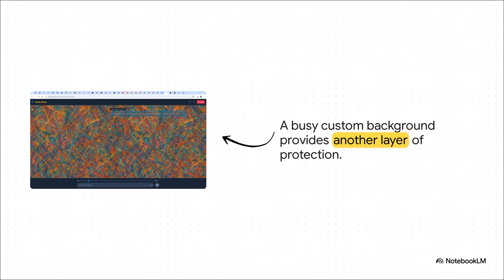But wait, there's more. If you want to add another layer of defense, you can set your own custom background. And that image doesn't get uploaded anywhere. It stays right there on your device. By adding a super busy, complex background like this one, you make it almost impossible for an AI to figure out what's text and what's the picture. It's a really smart, low-tech way to beat high-tech snooping.